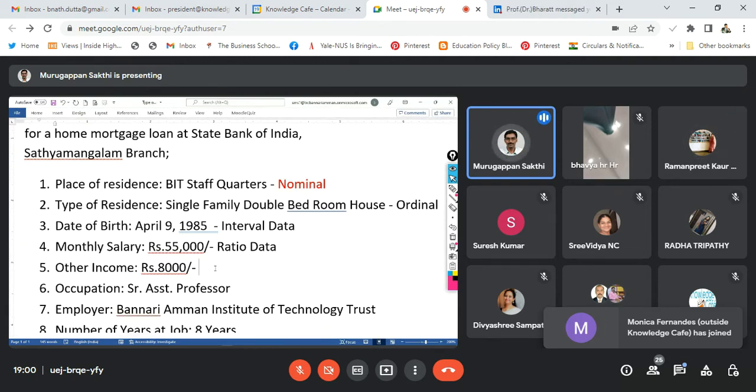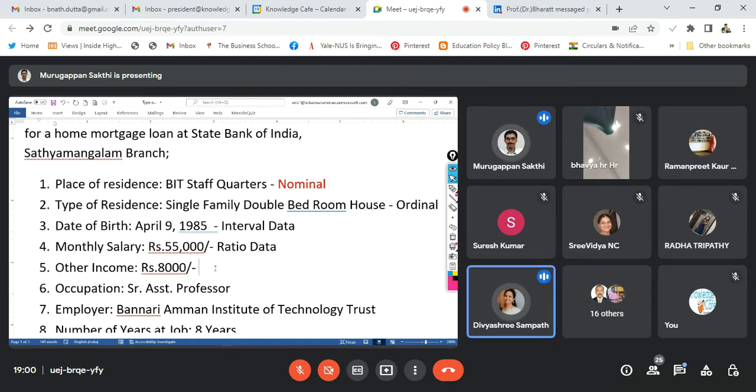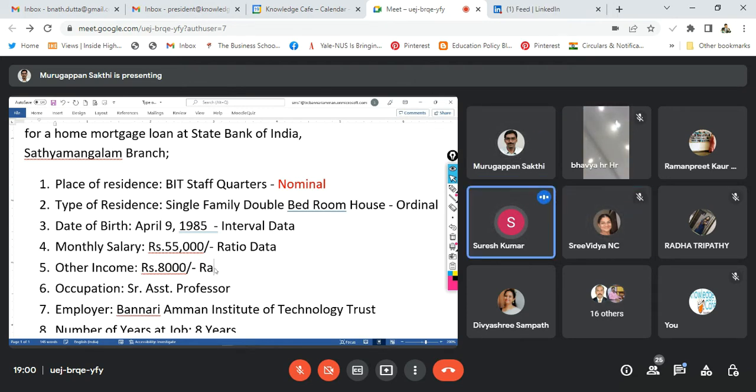Come on. Other income, you are saying that. Suppose you are not having any other income, what will you say? What will you say if you are not having any other income? Come on, background noise is there. Don't worry. Come on, please. No income, it will be 0, sir. Again, it should be ratio only, sir. Again, it should be a ratio one, right?